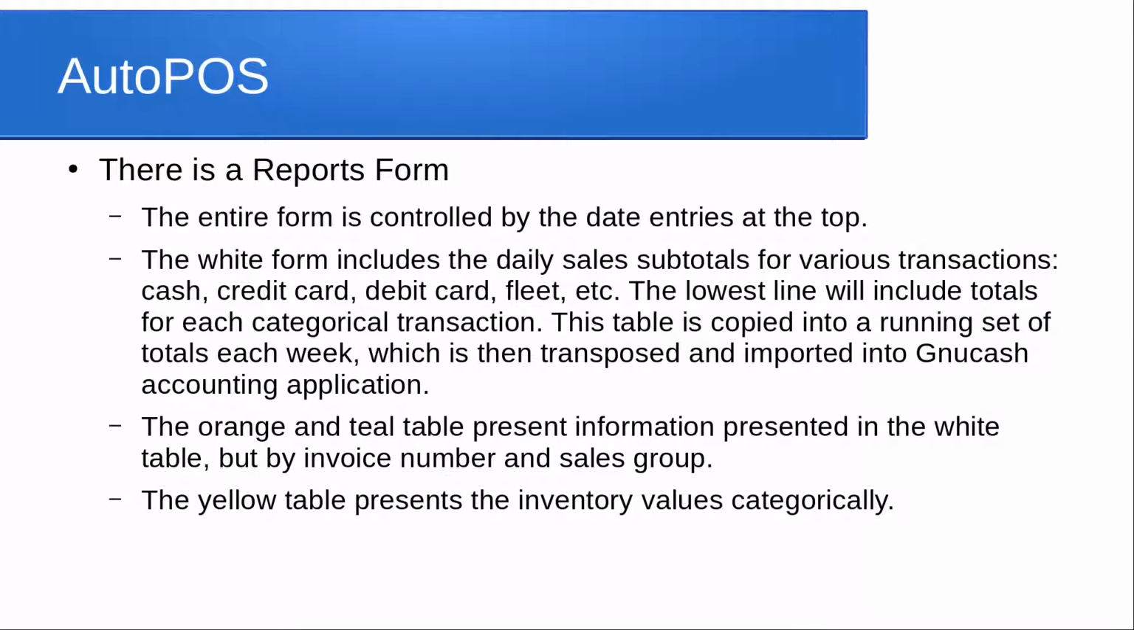There's an orange and a teal table to present information presented in the white table, but it's by invoice number and sales group, so it gives us a different level of detail. There's a yellow table that presents inventory values categorically to give us an idea about where we're sitting with our inventory anytime we wanted to see it.